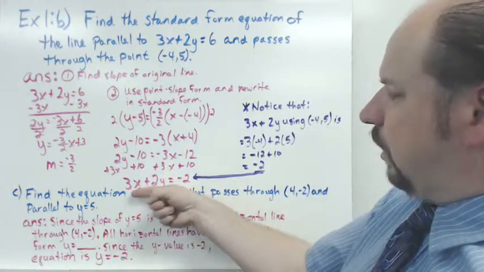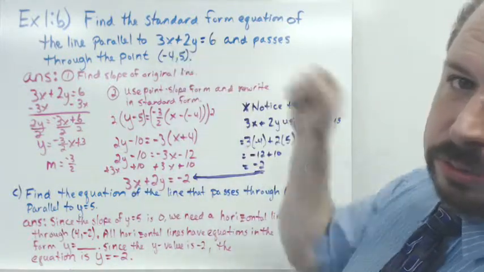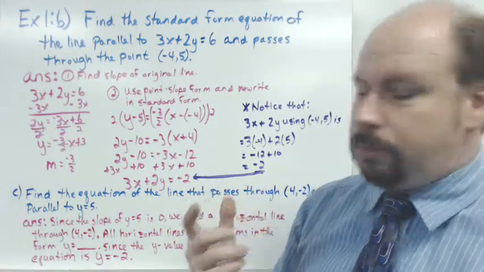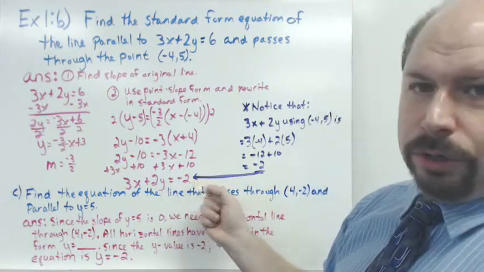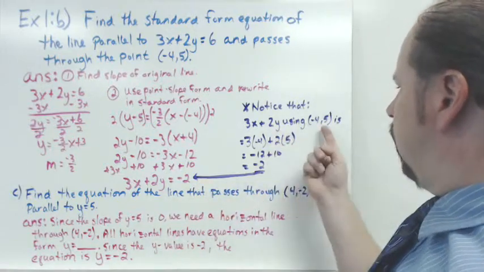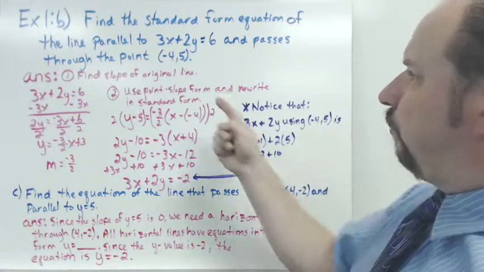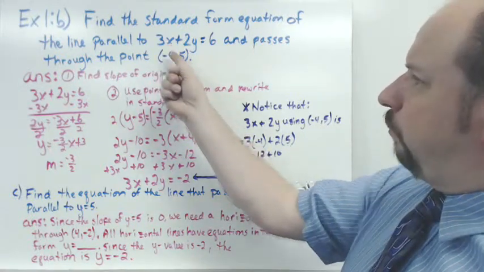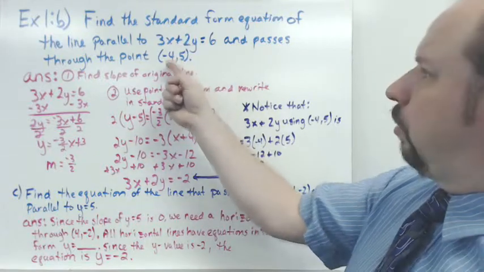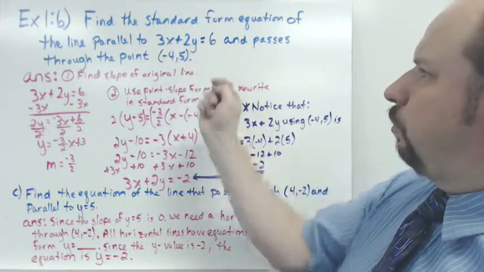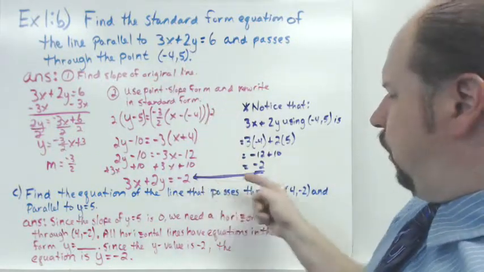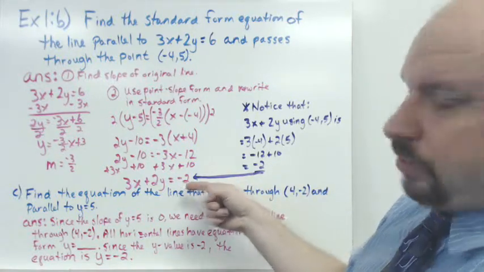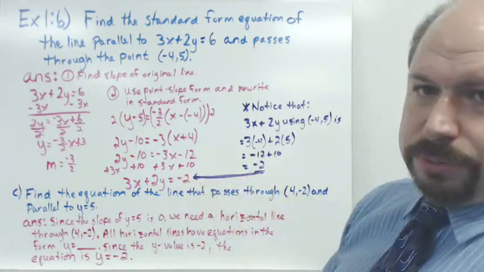Notice here, 3x plus 2y is the same as 3x plus 2y in the original problem. We just have a different number here. Well, if we put in negative 4, 5, if we put negative 4 in here and 5 in here, we get negative 12 plus 10, which happens to be negative 2, which is our value that ends up being over here.